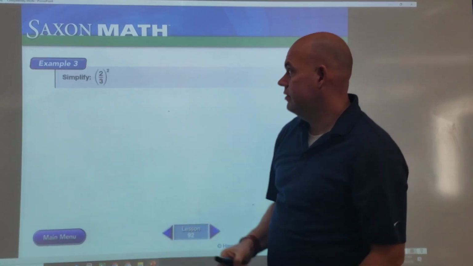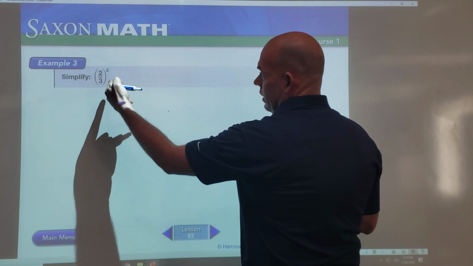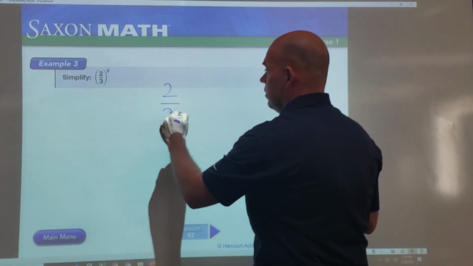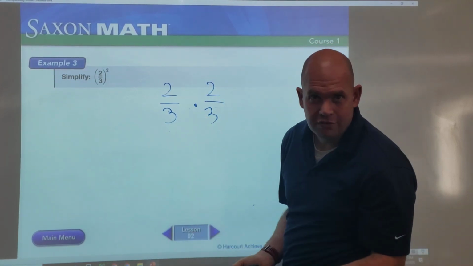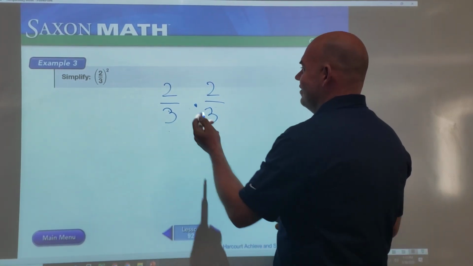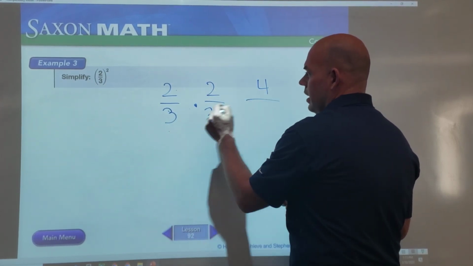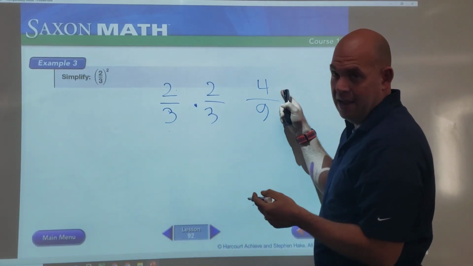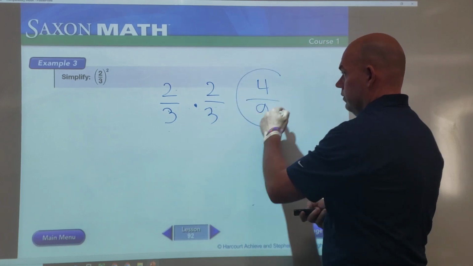So if we take this example here, it's 2/3 with an exponent, so it's whatever is in that parentheses. So in this case, it'd just be 2/3 times 2/3, or 2 over 3 times 2 over 3. So then we just multiply numerator times numerator and get 4, denominator times denominator and get 9. This can't reduce because there's no common factor, so our answer is 4/9.